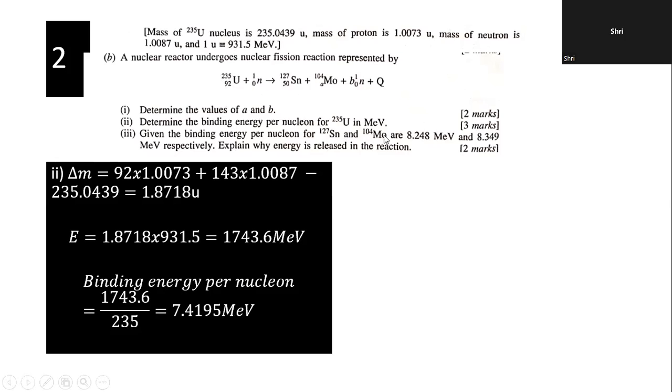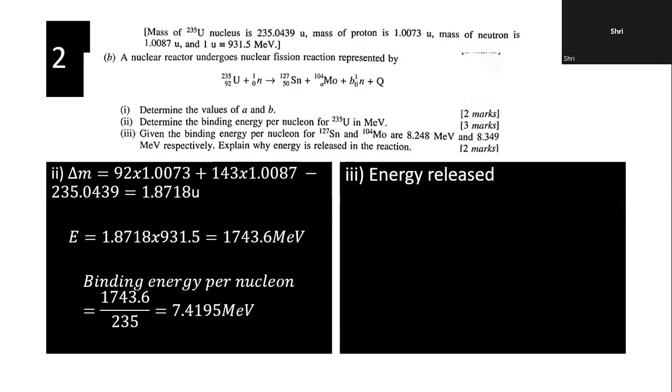Given the binding energy per nucleon for Sn and Mo respectively, explain why energy is released in the reaction. My answer is different from your book. Energy released is the binding energy of the products. That's the product. The binding energy of the product is 127 times that, then the other one is 104 times that. Okay. Then minus that one which you have calculated.